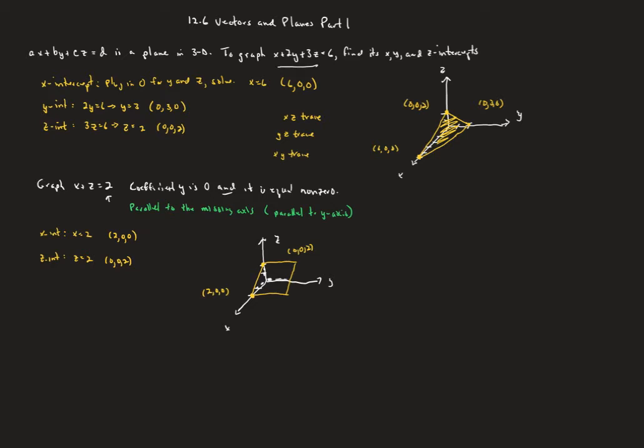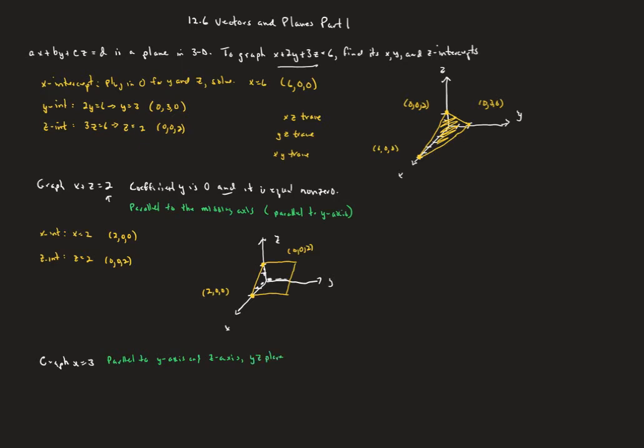Okay, let's do another one here. So let's graph x equals 3. In this case, we're missing both the y and the z. So this will be parallel to both the y-axis and the z-axis. That is, it's going to be parallel to the YZ plane.